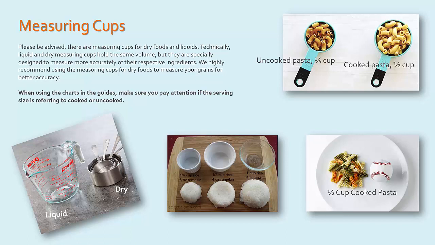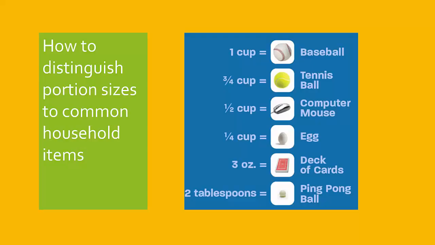When using the charts in the guides, make sure you pay attention if the serving size is referring to cooked or uncooked. Okay. And here we have some examples of the measuring cups for liquid and dry, and what 1/4 of a cup of uncooked pasta looks like, and what half a cup of cooked pasta looks like.